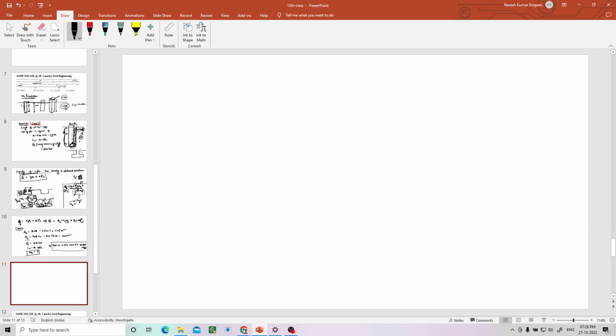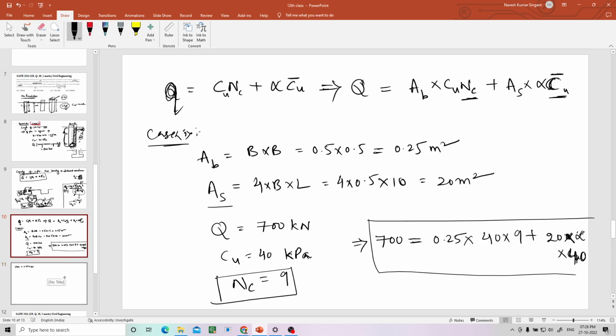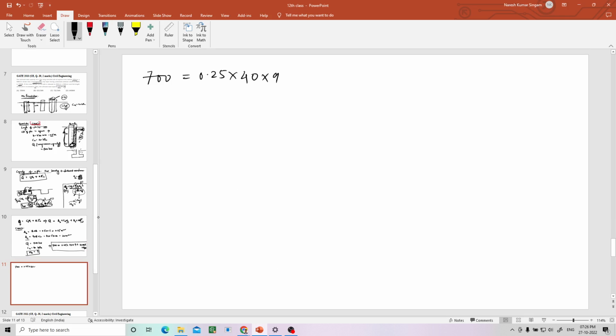Then just rewrite that: 700 equals 0.25 into 40 into 9 plus 20 into alpha into 40. Okay, this is from case 1, and from case 2 we will see one.